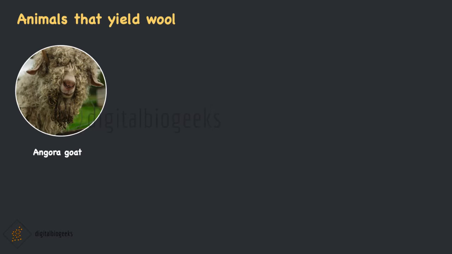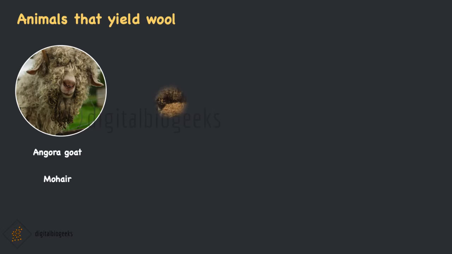Let's learn about the animals that yield wool. Wool that is commonly available in the market is sheep wool, but there are other animals as well which yield wool. The long smooth fiber obtained from Angora goats is known as mohair. The wool obtained from them is used for making hats, sweaters and other furry accessories. Angora goats are mainly found in Jammu and Kashmir.